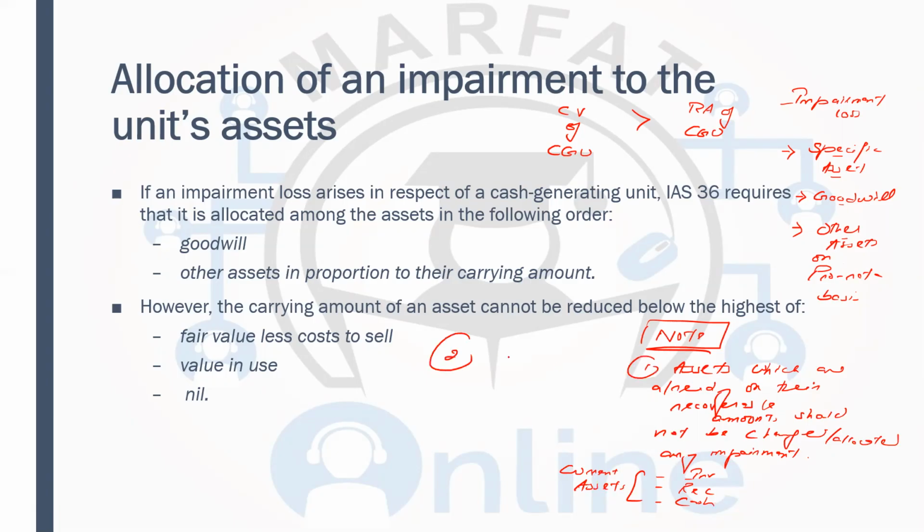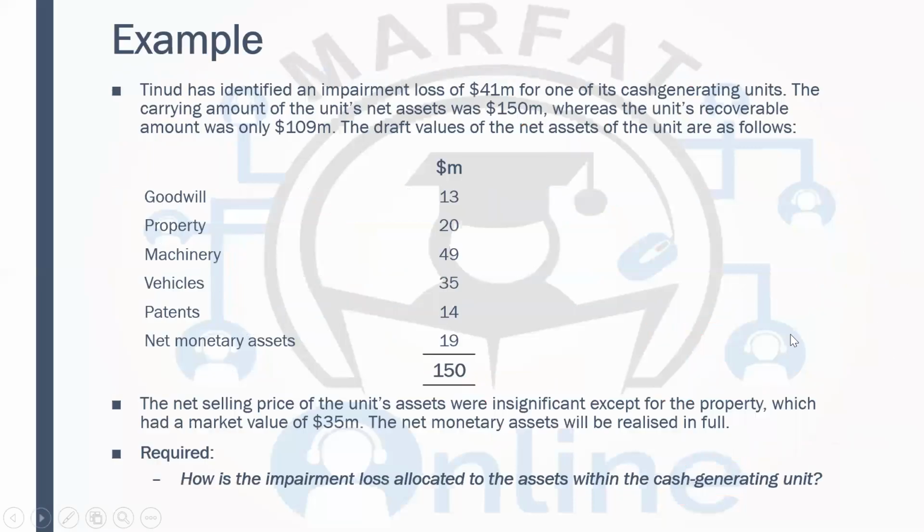And the second thing, assets whose recoverable amount is more than the carrying value. So you are going to charge impairment to all assets except for the assets which are already on the recoverable amount, such as the current assets, and the assets whose recoverable amount is more than the carrying value, because we know when the carrying value is more than the recoverable amount, then there is an impairment. If the recoverable value is more, then there is no impairment. So first of all, the specific asset, then goodwill, and then other assets on the pro rata basis.